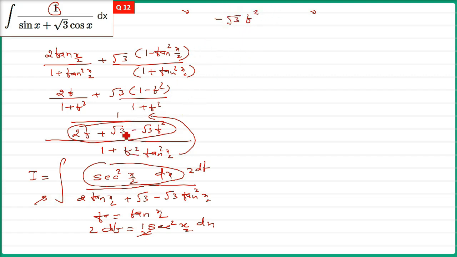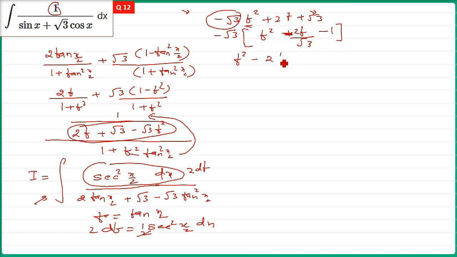So this is negative root 3 t square. Let's write it in the descending order of the power of t. First we need to get rid of the coefficient of t square. Root 3 is there, so we'll take this negative root 3 outside. If you don't understand how we take it outside and what happens inside, just divide everything by minus root 3 and write whatever you get. So negative root 3 t square by negative root 3 is t square, and 2t divided by negative root 3 will be minus 2t by root 3, and root 3 by negative root 3 will be negative 1. So t square minus 2t by root 3 minus 1.